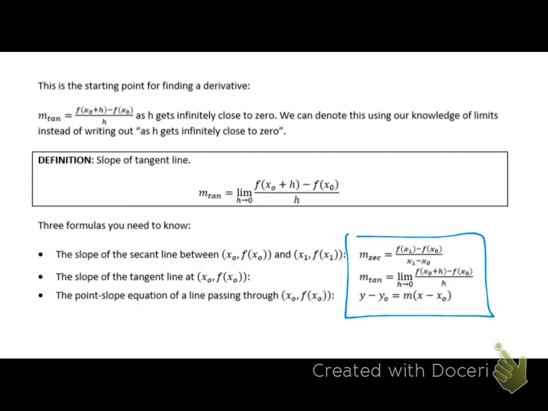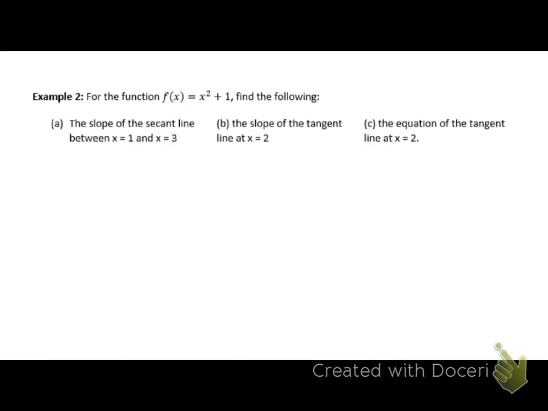Now, again, the slope of the secant line is just the slope formula. Slope of the tangent line is that thing that we derived: the limit as h approaches 0 of f of x plus h minus f of x all over h. All right, and I'll show you how that works algebraically. And then the point slope equation of a line is just y minus y1 equals m times x minus x1. So you don't have to do anything to that. You just have to find the x value and the y value and the slope, and you're done. Okay, so let's do an example.